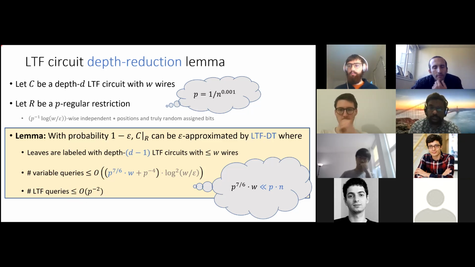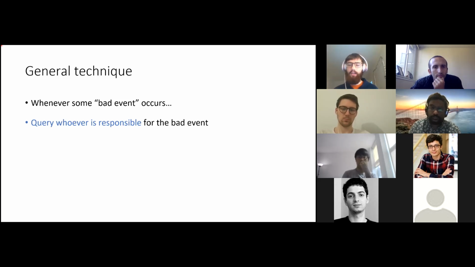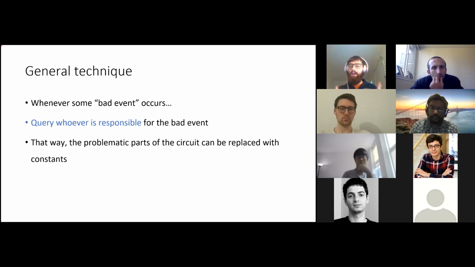So let me tell you how we prove this lemma. The general technique, and this goes back to work of Håstad's, is to say whenever some bad event occurs, some undesirable, unfortunate event, then we'll just query whoever's responsible for the bad event. We use our query power to query the variables or LTFs that are responsible. That way, at the circuits that go beneath those queries, we can plug in the query values. And so that means that the problematic parts of the circuit, the things where something went wrong, effectively disappear because they've had values plugged in for them.